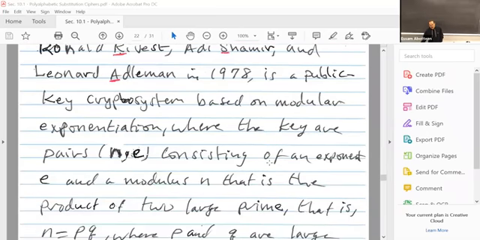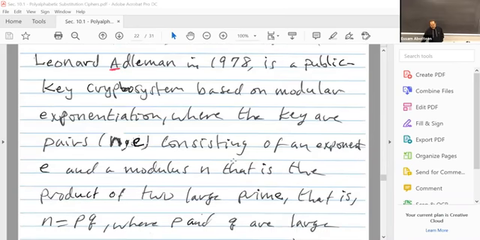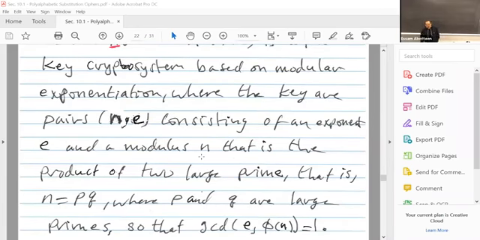where the key consists of a pair of numbers, n and e. The n is going to be the modulus that we're going to use in the exponentiation, and e is the exponent. And n itself is going to be the product of 2 large primes. By large primes we mean primes which have 200 digits or more. And there's also a criterion in the selection of these primes, using some random prime generator to generate such primes, not to choose primes of a special form.